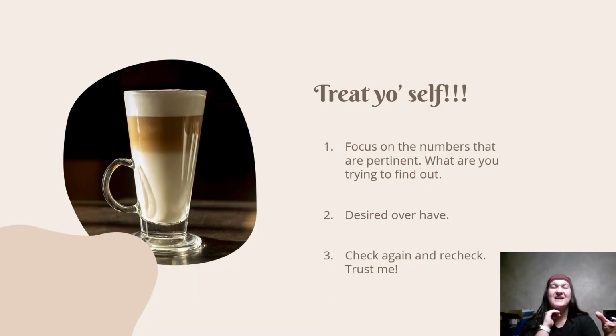Okay, and just to recap, let's rein it back in. You guys did a great job, so treat yourself. When you look at the question, I want you to focus on the numbers that are pertinent. Sometimes they'll throw things in there literally to just throw you off. It has nothing to do with the question. Desired over have. You need to focus on that. What is the dose that I need to give, and what is the amount that I have to give it in? Desired over have. Number 2, desired over have.